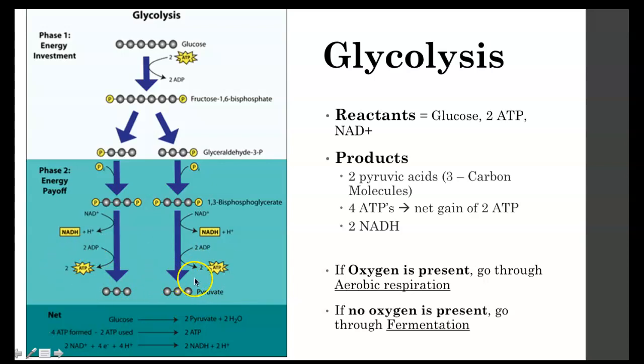For every pyruvate that is produced at the end of glycolysis, we net 2 ATPs for a total of 4. Therefore, we end up with 2 pyruvic acids and 4 ATPs, but we used 2 ATP molecules to split glucose, so we only have a net gain of 2 ATP molecules. And for each pyruvate that is produced, we form 1 NADH, for a total of 2 NADH molecules. So if oxygen is present in the environment, we're going to go through aerobic respiration.